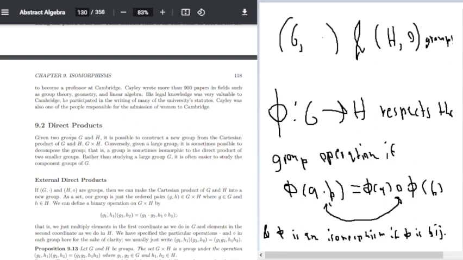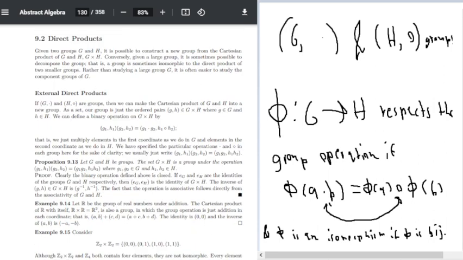His legal knowledge was very valuable to Cambridge. He participated in the writing of many of the university statutes. Cayley was also one of the people responsible for the admission of women to Cambridge. So Cayley's a pretty cool dude.